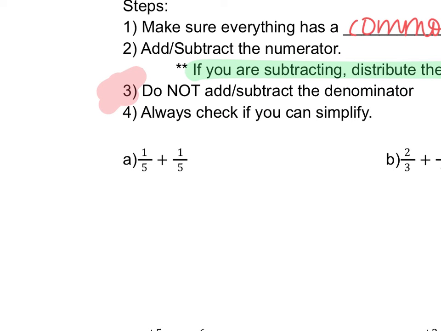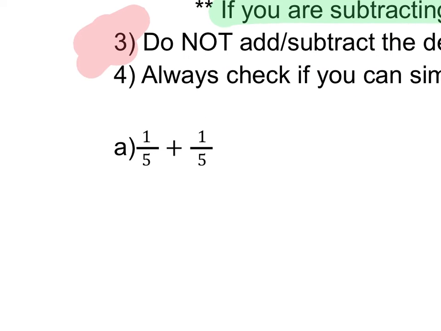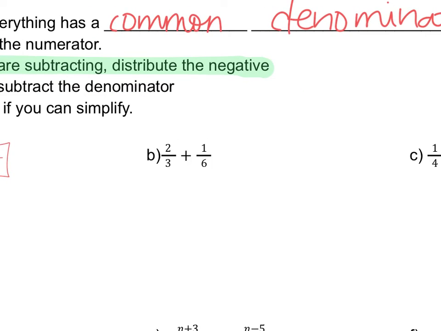So on this one, let's start with letter A. We're just doing regular old fractions. Do they have a common denominator? Yes. Perfect. So since they already have a common denominator, you just add the numerator. So 1 plus 1 gives you 2, and then you just move that denominator over. You have 2/5. Can you simplify this? Nope. So there's your answer.